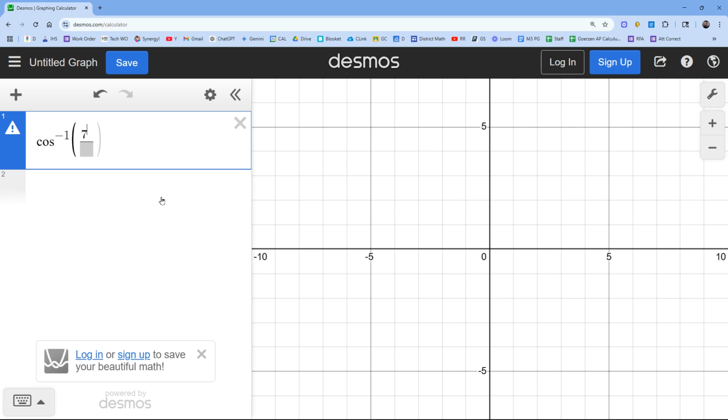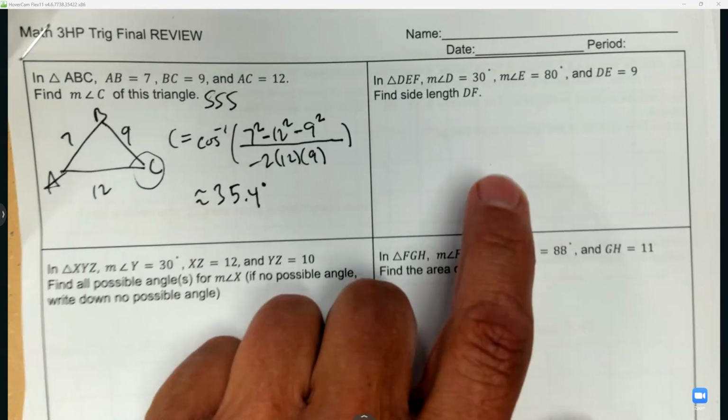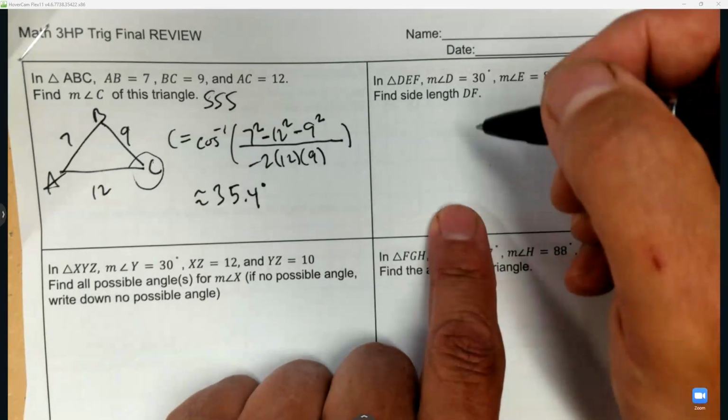So 7 squared, subtract 12 squared, subtract 9 squared, and then it's negative 2 times 12 times 9. So that's about 35 degrees. So 35, I'm going to say 35.4. All right, try the second one first and then press play.